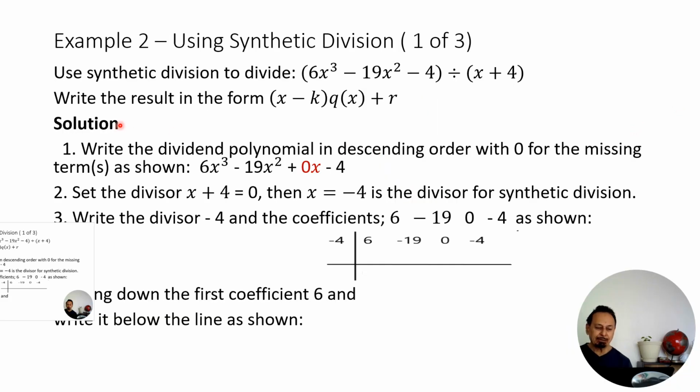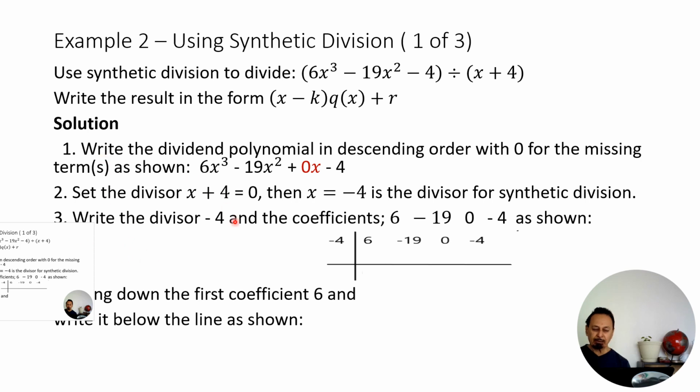Let's do another example. Example 2: use synthetic division to divide 6x cubed minus 19x squared minus 4 by x plus 4. And we want to write the result in the form x minus k times q of x plus r. So x minus k is like the divisor, in this case x plus 4, and q of x we're going to get when we divide, all with the remainder.